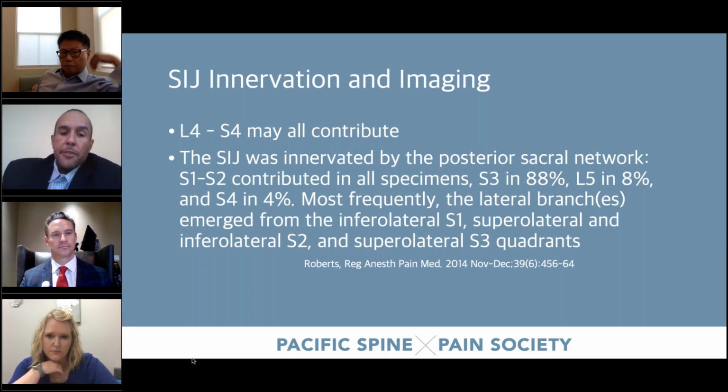And those nerves of that sacral network, Roberts' study showed that almost all the specimens had S1 and S2 innervation. A majority had S3, and then a smaller percentage had L5 and S4. So I often do lateral branch blocks first if I think it's more posterior in that capsule.